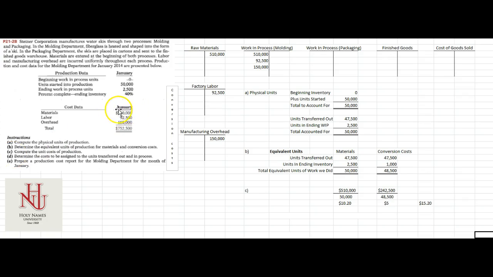Part C says compute the unit costs of production. Well, we have $510,000 on materials costs. If we had beginning inventory, those dollars that were spent on materials would be added in. But in this case, there were 0 units in beginning inventory, so all we have to do is worry about the $510,000. How much work did we do? We did 50,000 units. So our dollars per unit is $10.20. How much did we spend on conversion costs? 92,500 plus 150,000 is 242,500.